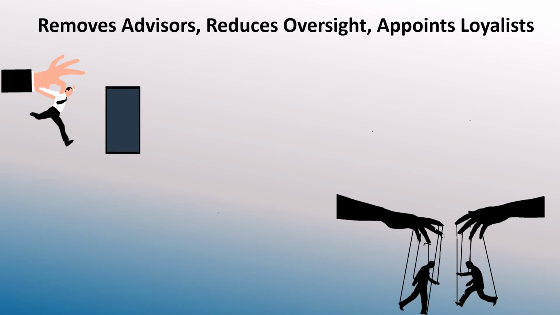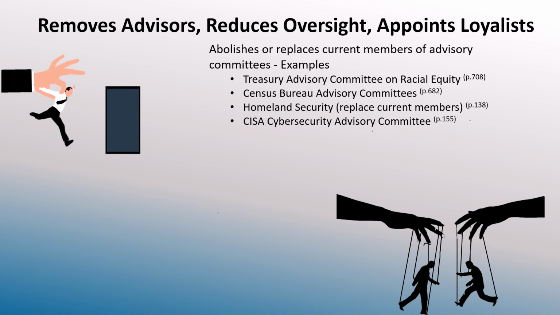Project 2025 also calls for removing advisors, reducing oversight, and appointing loyalists. It proposes abolishing or replacing current members of advisory committees. A few examples of those committees are listed here. Advisory committees provide federal agencies with advice from experts outside of the government and are required by law to maintain a balanced membership, protect against inappropriate influence from special interests, and to operate transparently.